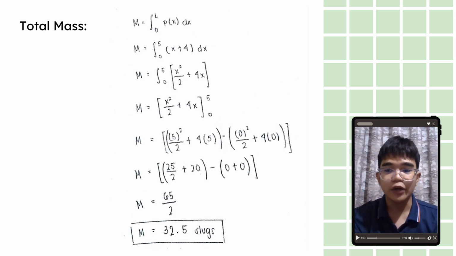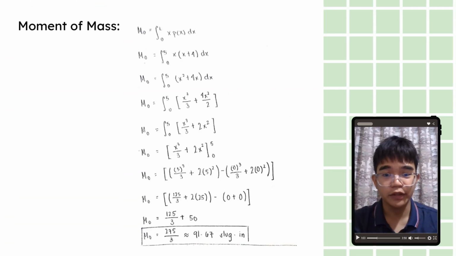Now we calculate our mass. We have 65 over 2 slugs or 32.5 slugs. So that would give us the total mass. Next, we calculate the moment of mass. And in calculation of moment of mass, we recall the definition of the moment of the mass of a rod.